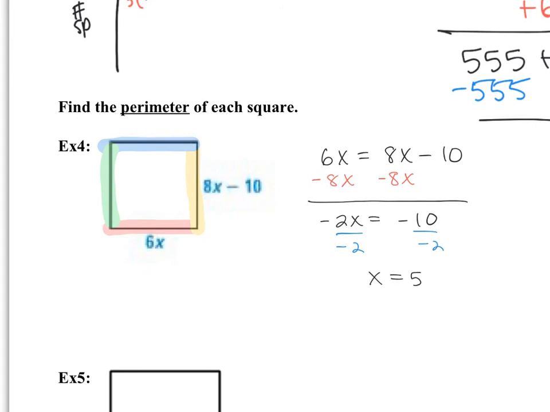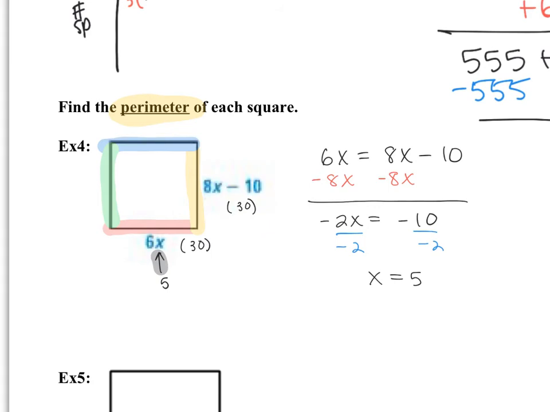Keep in mind, though, that that's not what this question asked us to find. The question wanted us to find the perimeter of the square. So if x were 5, this side length, 6 times 5, would be 30. But I should also check that over here because remember it's a square and I want these two sides to be equivalent. So 8 times 5 would be 40, and 40 minus 10 would be 30.